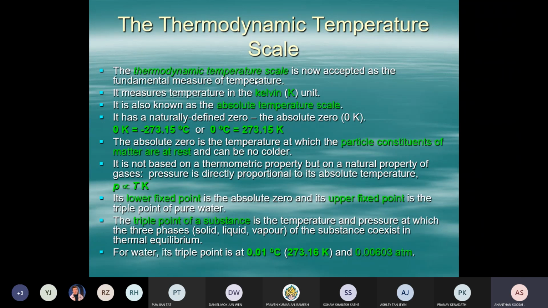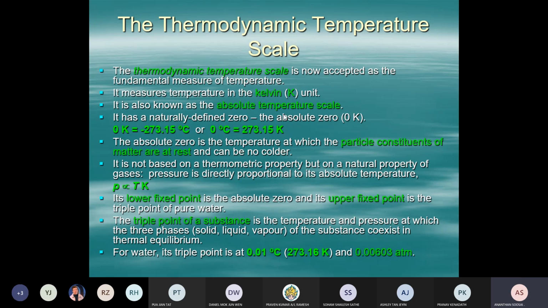It has two names. There is one fixed point for the absolute temperature scale, absolute zero, 0 Kelvin. 0 Kelvin is one fixed point for this scale. Actually, there are two fixed points in this scale. One of them is absolute zero. I believe in your O levels you learned about absolute zero, 0 Kelvin. You know what is 0 Kelvin, right? You call it absolute zero.